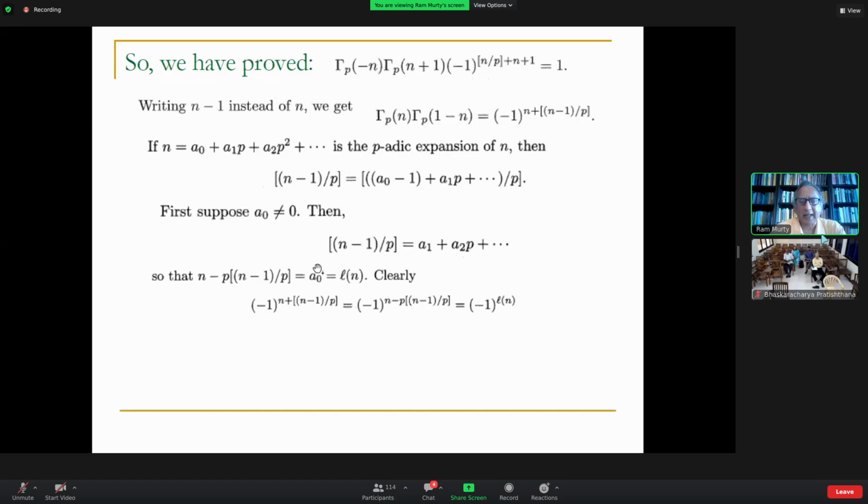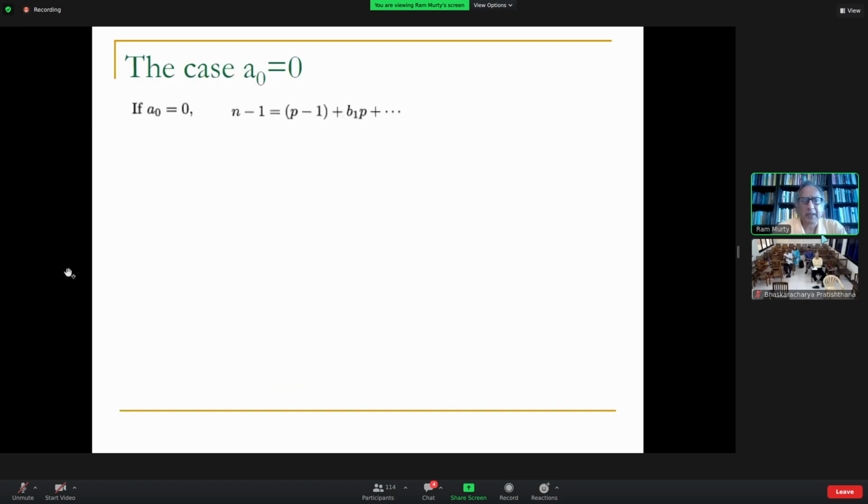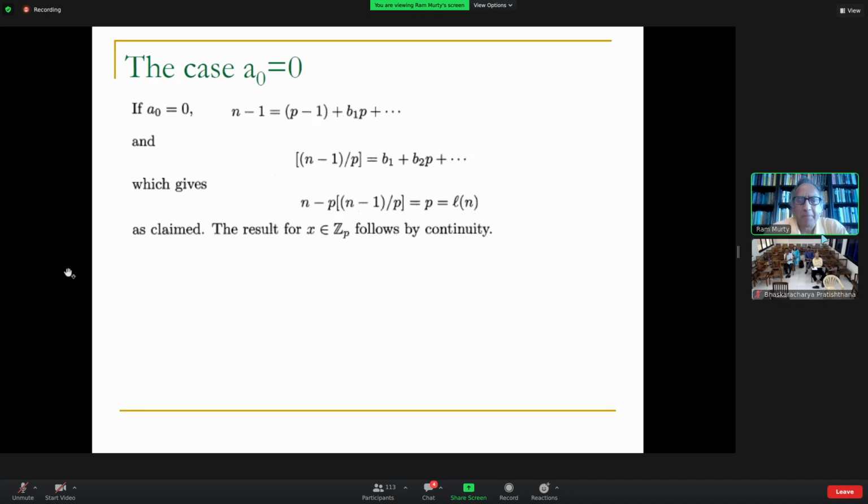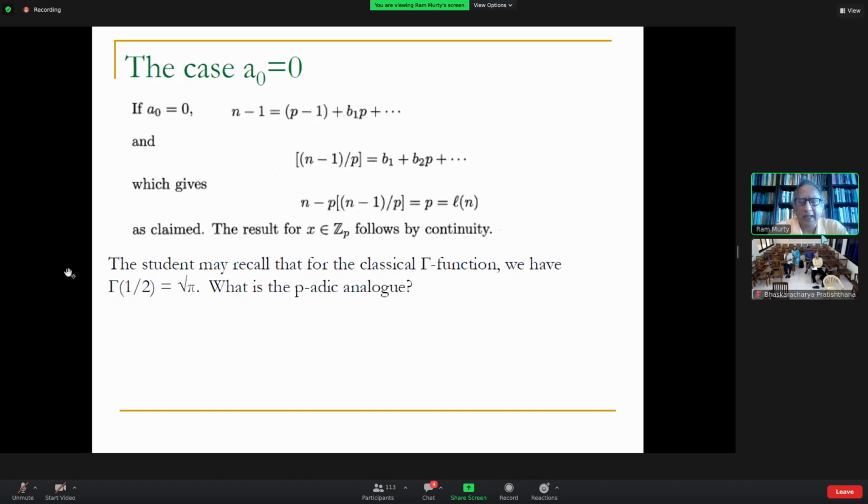And in that case, what happens is you get n minus 1 equals p minus 1 plus b1p and so on and so forth. When you take the greatest integer of that, you end up getting b1 plus b2p and so on and so forth. And that gives you that, again, in this case as well, it does work out to be L of n. So the result then follows by continuity. So this proves that we have this functional equation also in this kind of p-adic context.